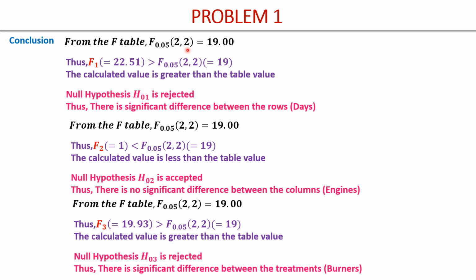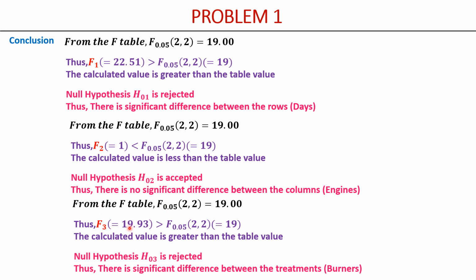Now look at the table value for 2, 2 degrees of freedom. It is 19. So F1, which is 22.51, is greater than 19. So our H01 is rejected, meaning we are accepting the alternative hypothesis H11. So there is significant difference between the days. Next, when I compare F2 with respect to the table value, it is less. So I accept the null hypothesis, meaning there is no significant difference between the columns.